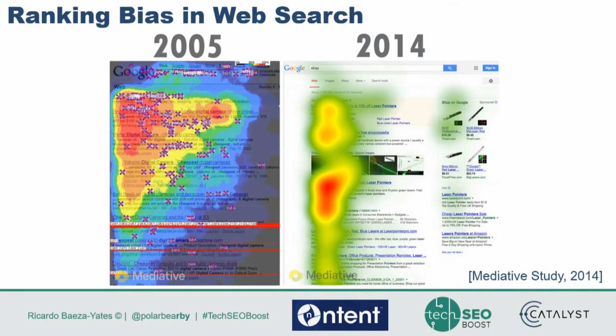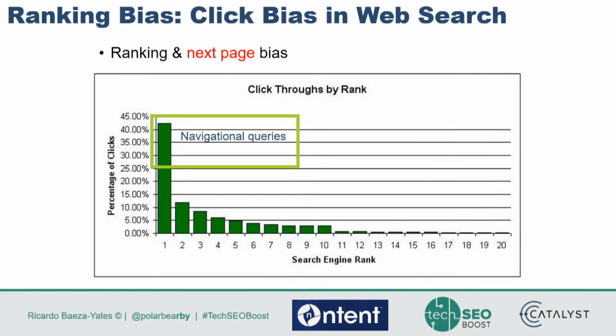Here are some results from Mediative using eye tracking. What people really look at: in the past when there was only text, people looked at the top left corner. After Google started with universal search and adding other types of answers, people look more at images and videos, and also some ads because they have images. And then you get things like this. This is a real distribution of clicks in a search engine.